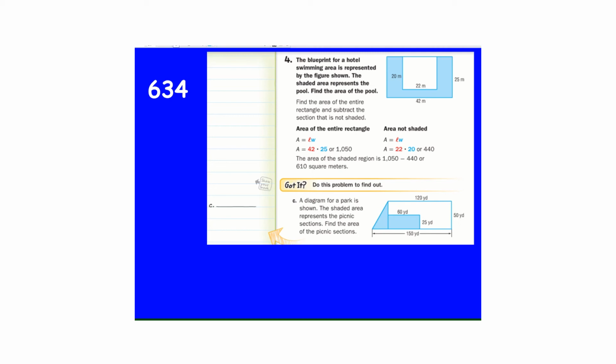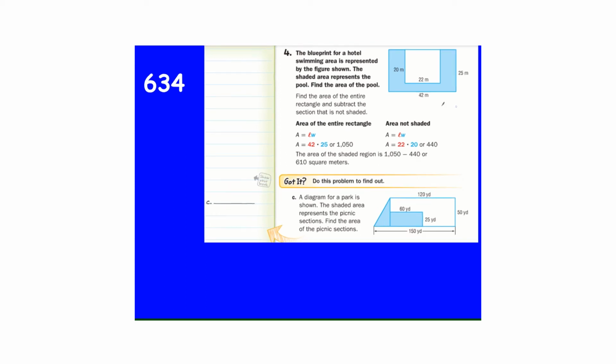Page 634, there's a hotel swimming pool. They want the area of the blue part. They just need the blue part. So let's see what they did here. Because there'd be different ways you could divide this up. Oh, I know how I would do it.